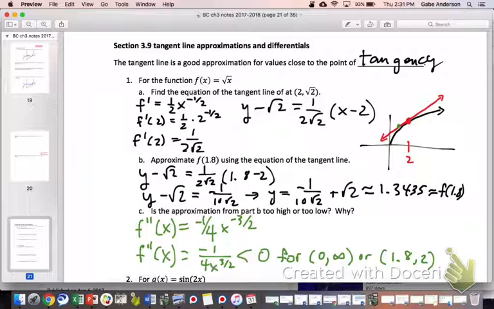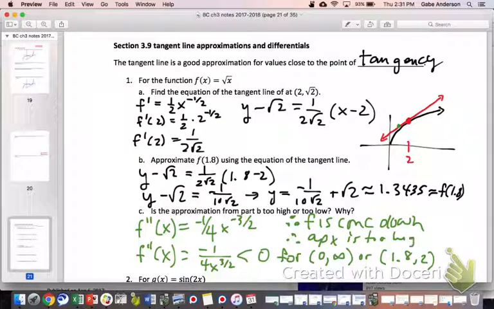Therefore, I'll put this up here, therefore f is concave what? Down. And then you can use that kind of reasoning along with knowing what the graph looks like and say, okay, well then for sure my approximation is too high. So therefore the approximation is too high. Okay, so that's the kind of reasoning we'd want to see.